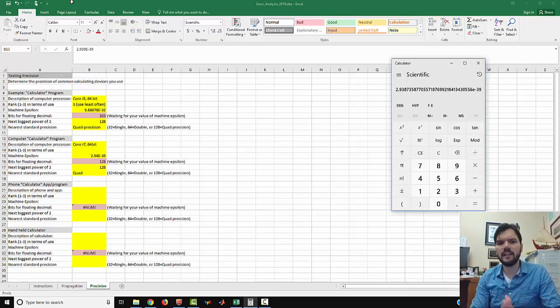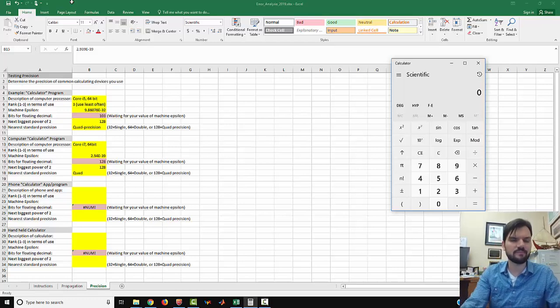Now, just for fun, the next multiple of 2 would be 256. Let's just see. If I take 1 plus 2 raised to the negative 256, is that going to be different than 1? Doesn't look like it. Subtract 1? No. Okay, so we know it's not the next level of precision. It's only getting quad precision. That's still pretty good. It's still more than double, which is the standard used in MATLAB.